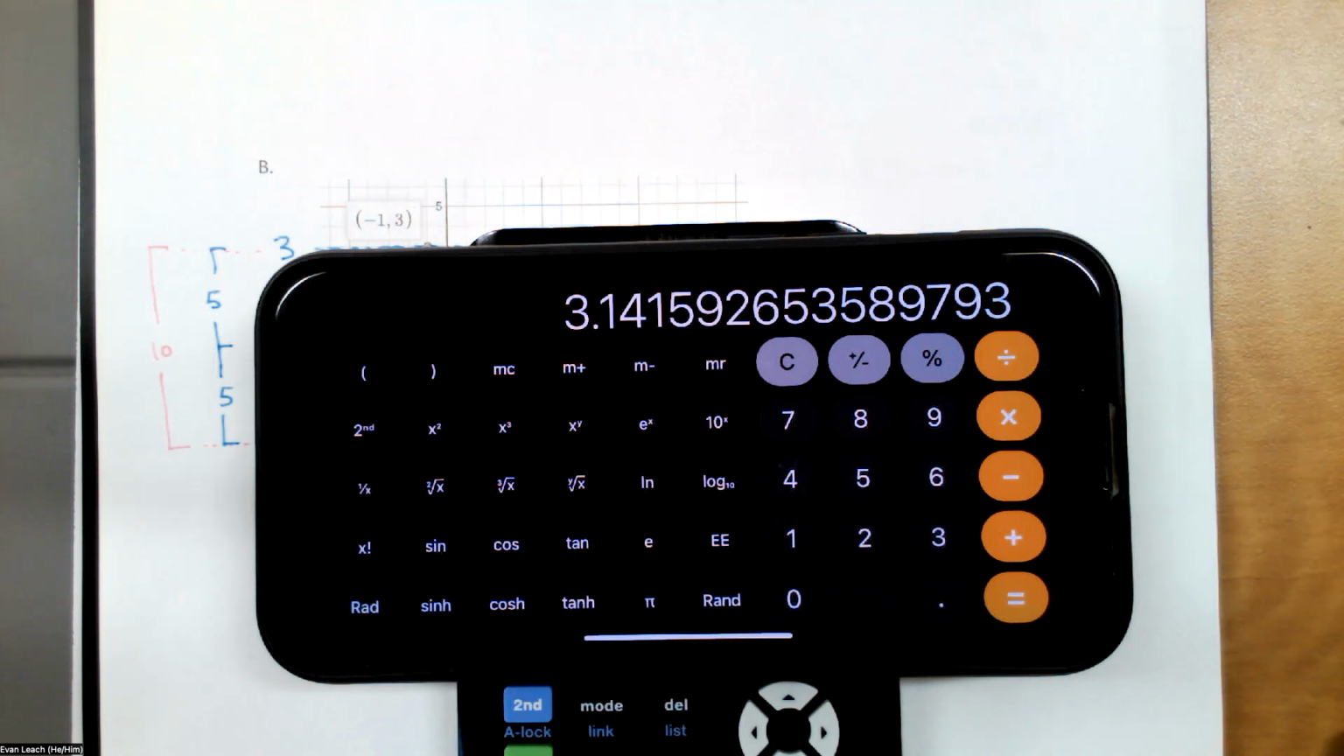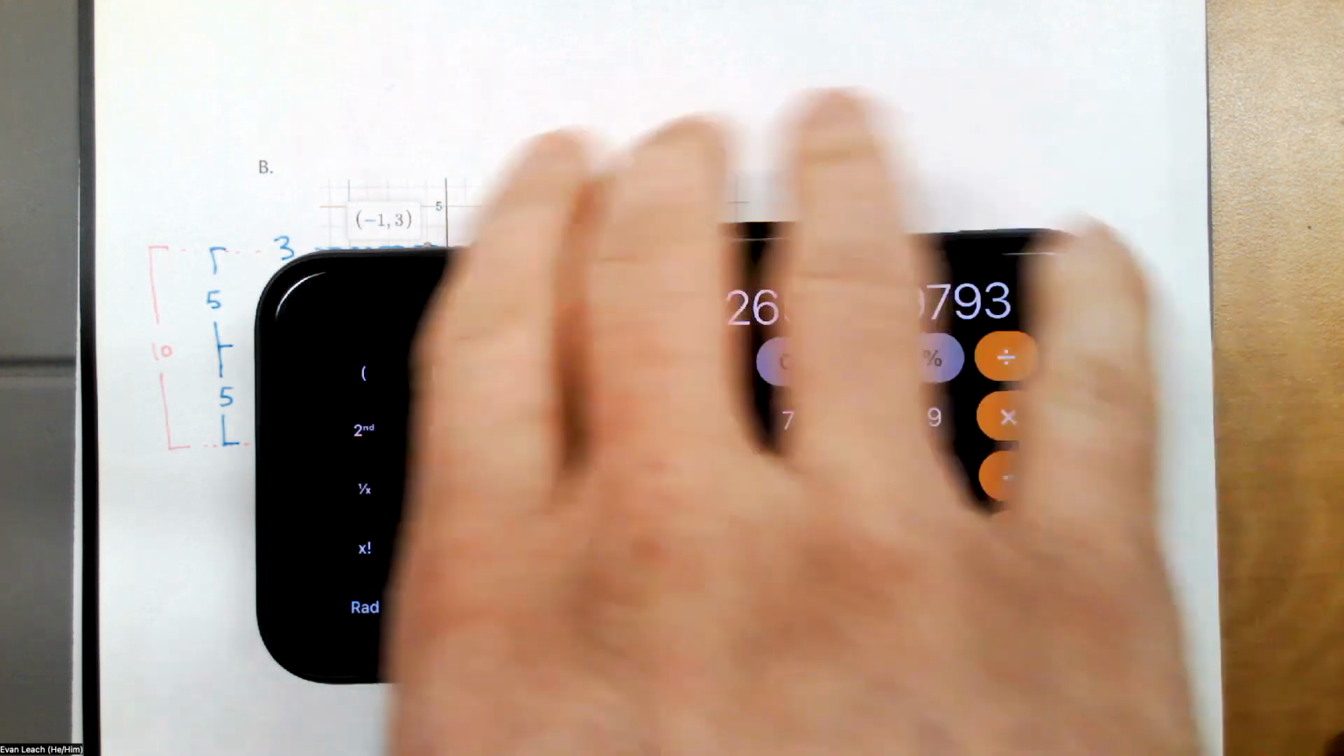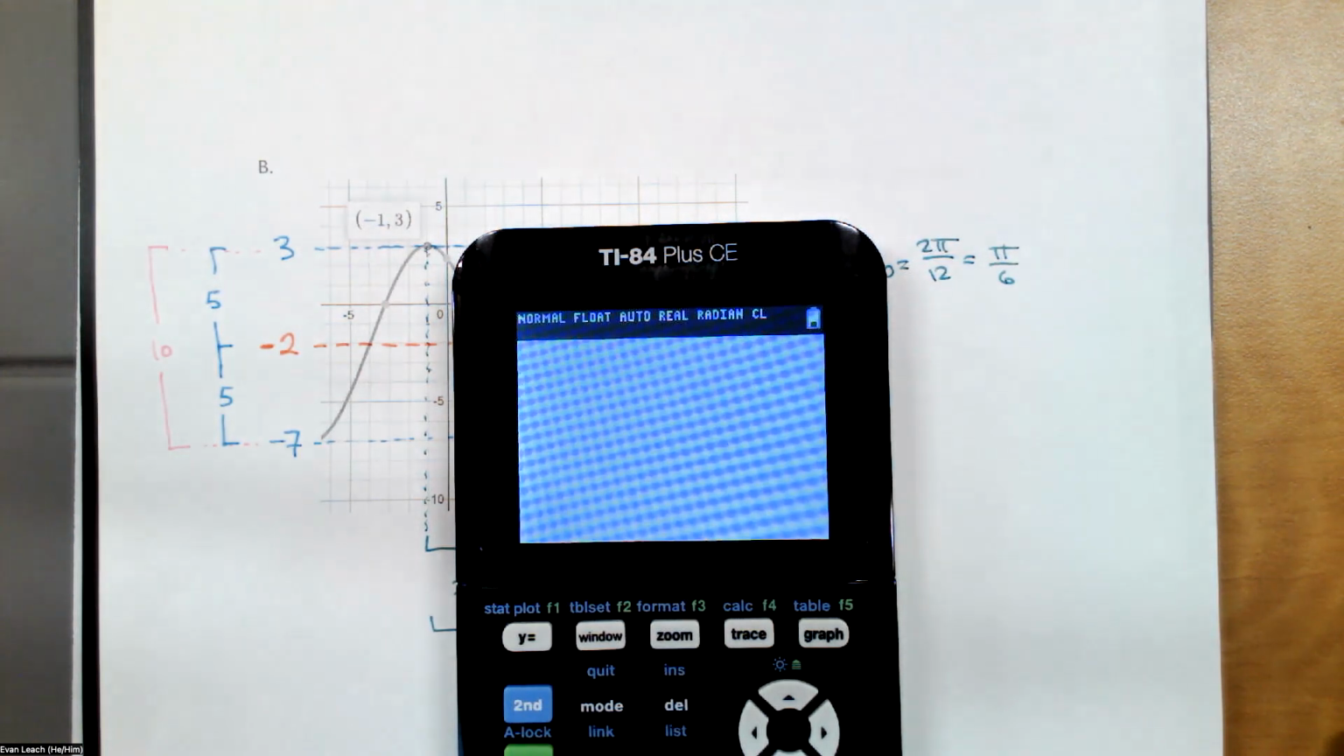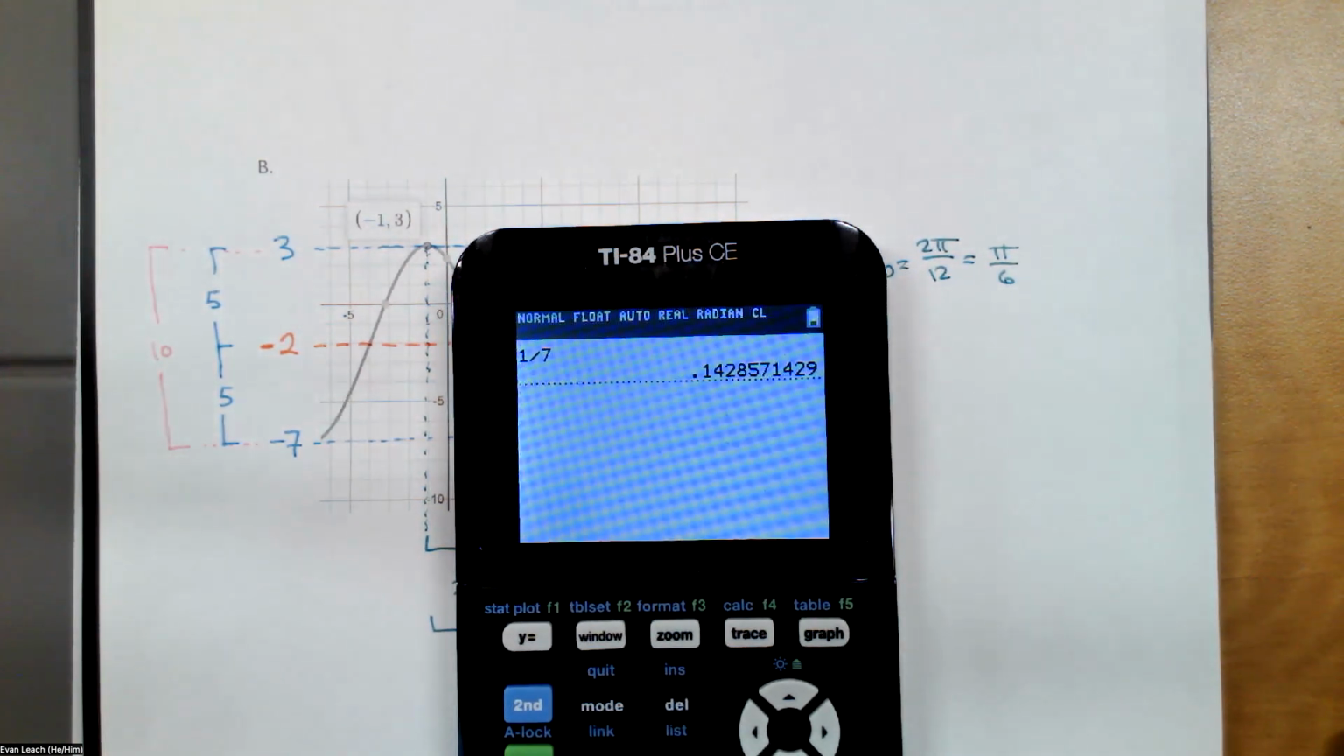You know what I mean by repeating? Like 1/3 is 0.3, and it's just a bunch of threes forever. That's a repeating decimal. 1/7, I could never remember, is 0.142857. And then it repeats. 142,857, 142,857, 142,857.